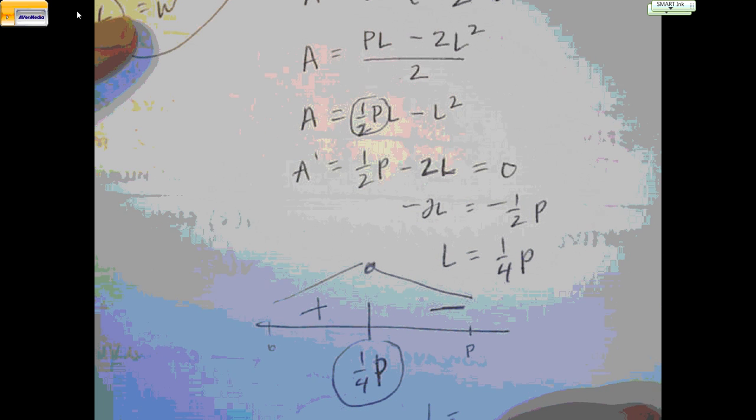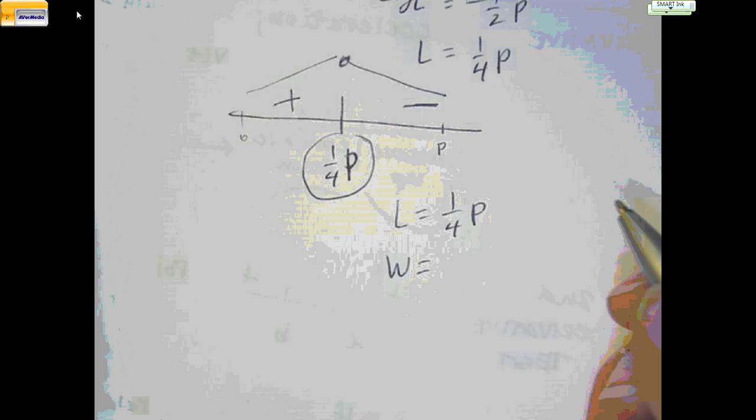So the length is going to be 1/4 the perimeter. Now we need to solve to find the width, because I think it's asking for the dimensions.